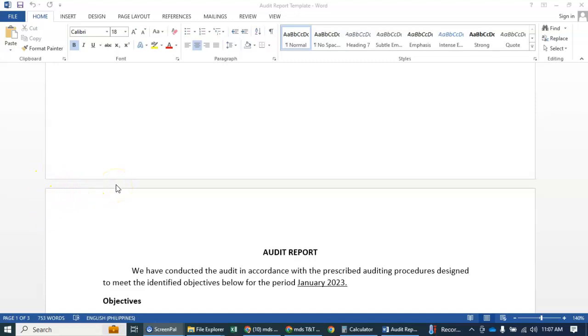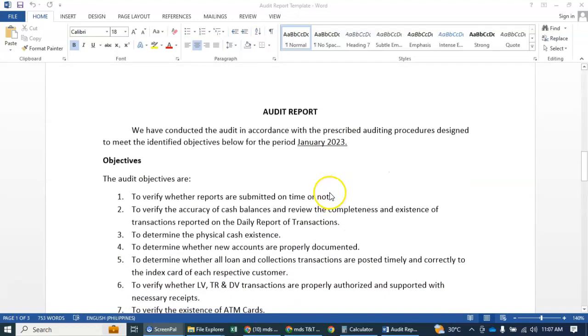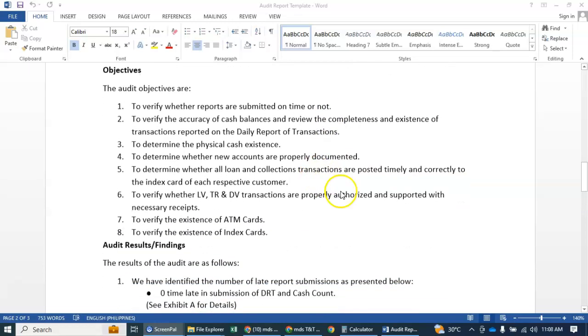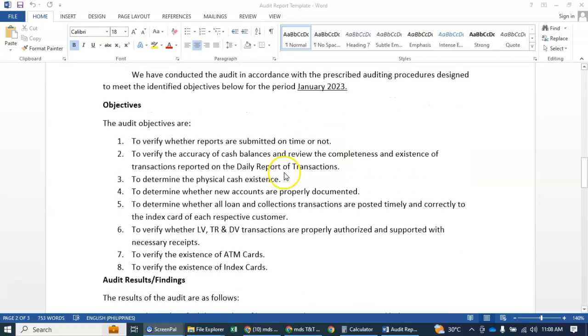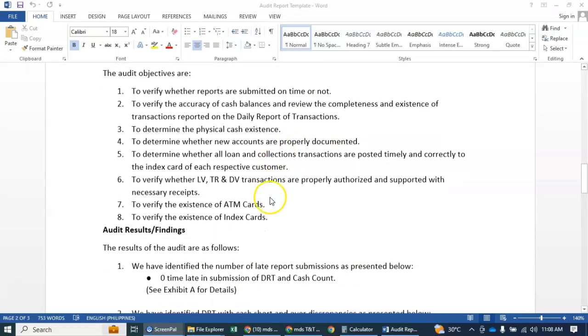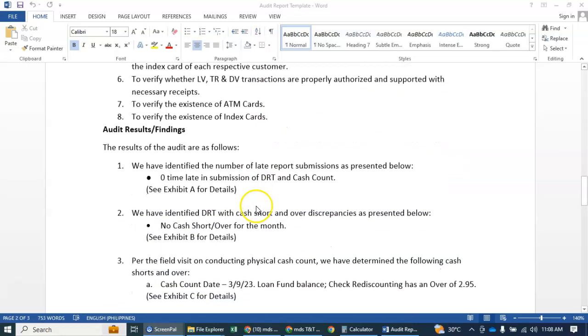Hi, I would like to present to you our audit report. It is designed in accordance with the audit procedures so that it's like a manual. At the same time, you can see the objectives, and you can also see the audit results after that.